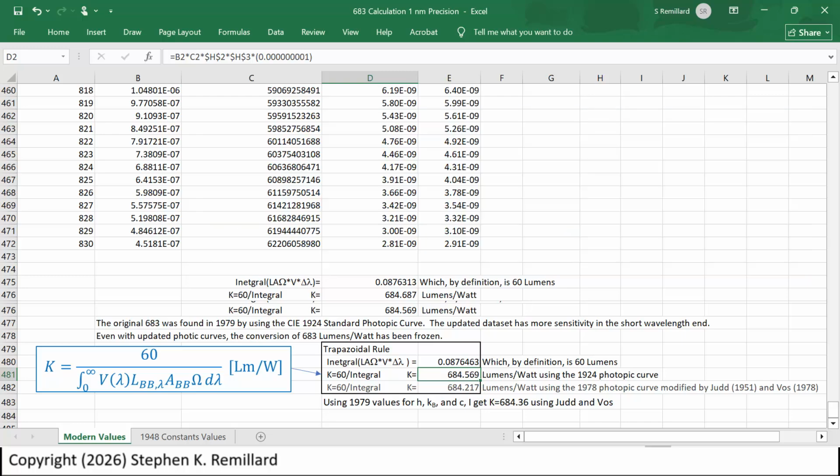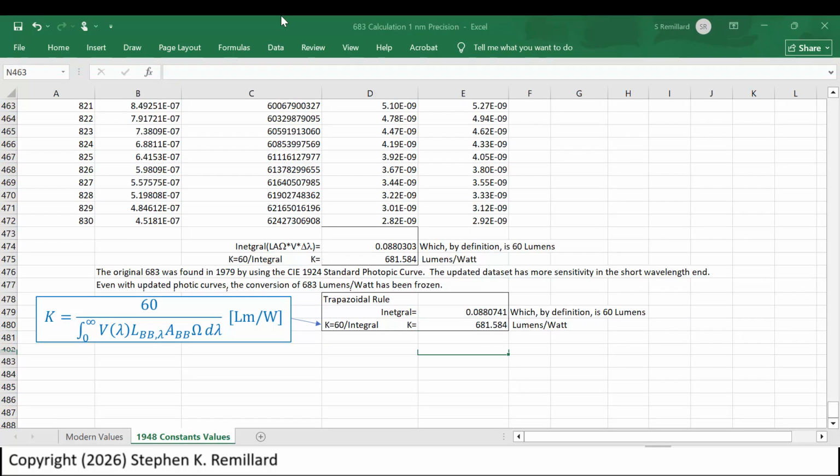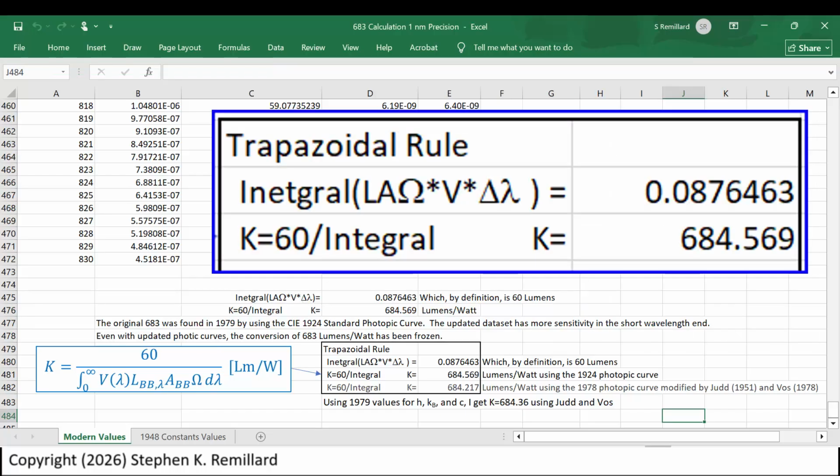I did it again using the 1978 photopic curve, and I got 684.2. A bigger uncertainty can be introduced by your choice of the fundamental constants. So I used the 1979 values for the speed of light and Boltzmann's constant and Planck's constant. If I used earlier constants, like 1948 constants, I would have gotten 681.5. So there's a lot of variation around 683, hence the warning to not try to calculate it yourself. But at least now I see where it came from.